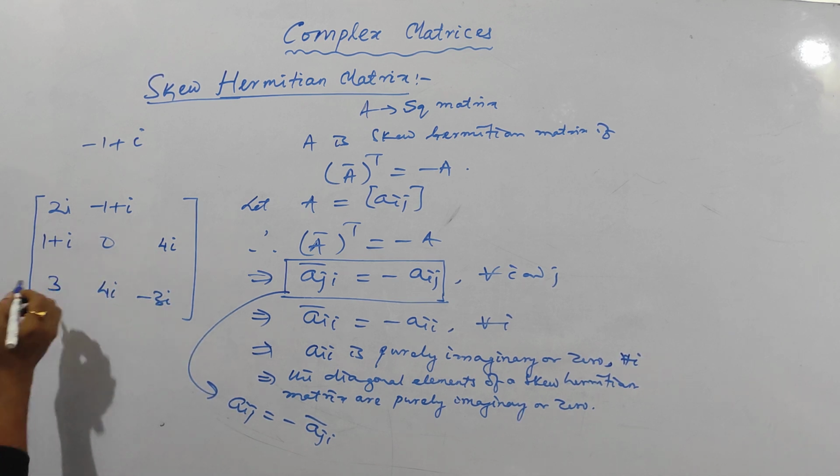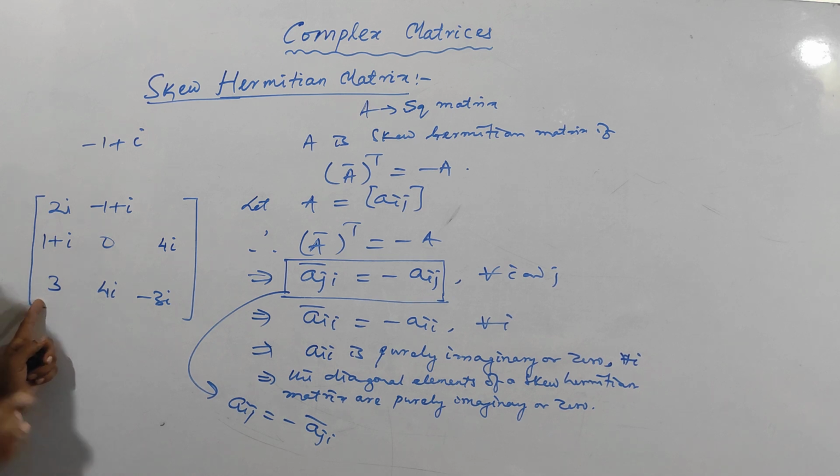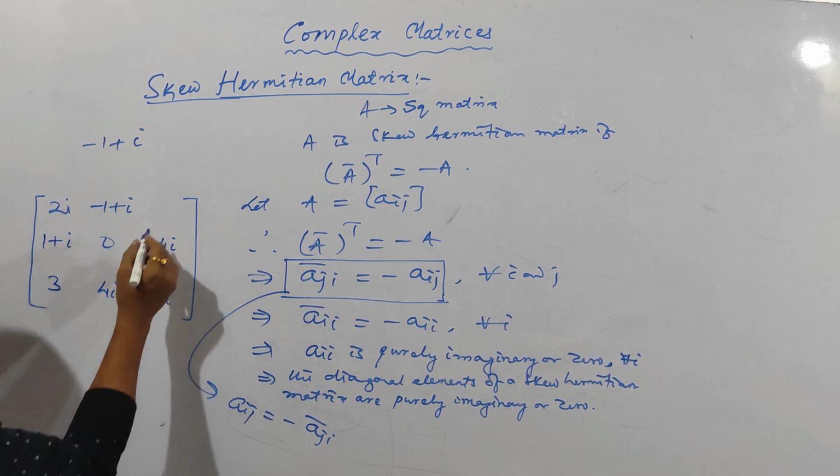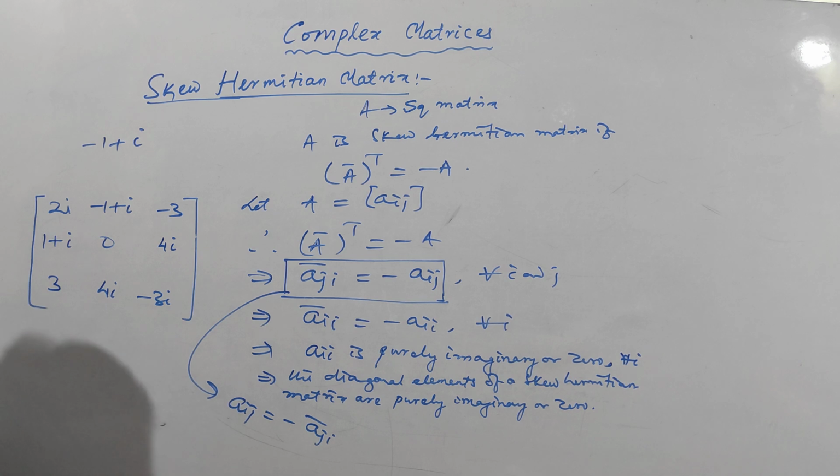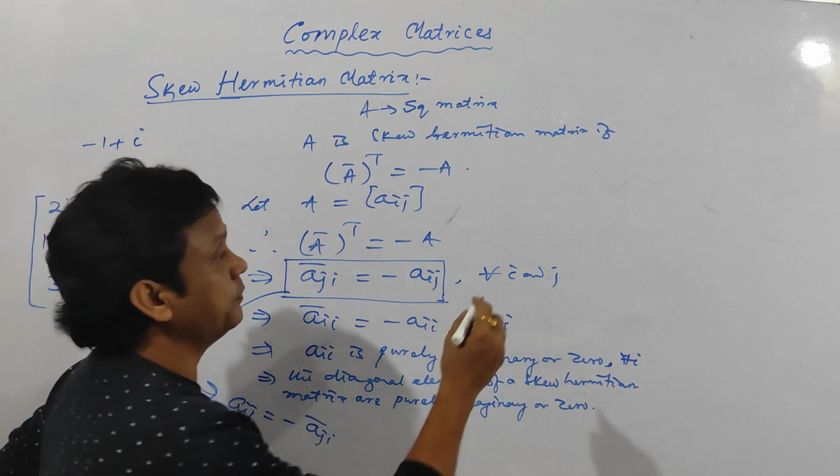Now, this is 3. Let it be 3. The conjugate of 3 is 3 itself. And multiply by minus, so it will become minus 3. So this is the example of a skew Hermitian matrix. Clear?